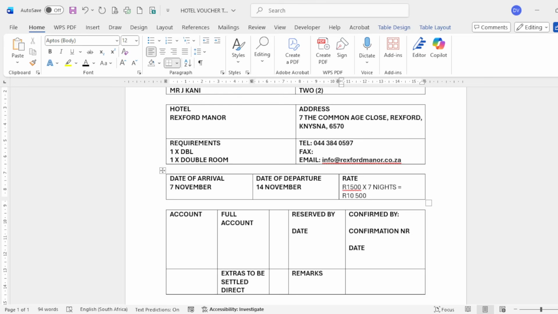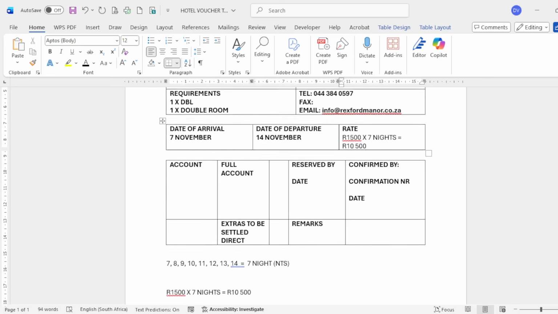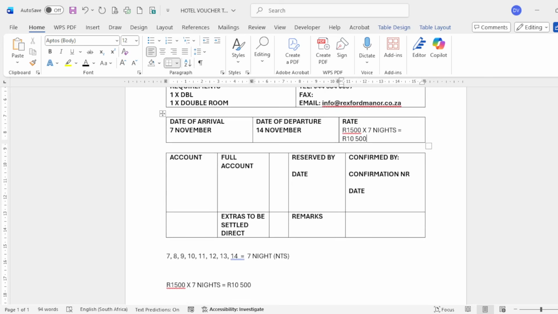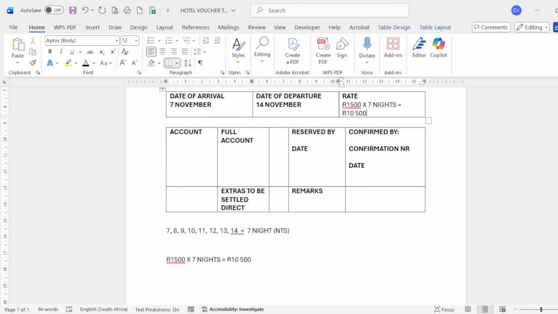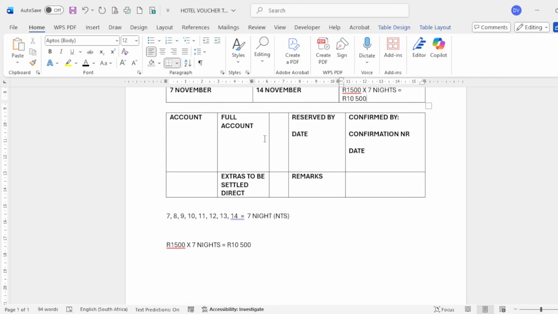I know it feels maybe like it's taking long now, but I just wanted to do it really properly so that you only have to watch the video once and then you'll be okay with your hotel voucher. Right, so the bottom part of the hotel voucher, it's all about the payment, who's settling the bill, how are they settling the bill, who confirmed the booking, and all of this type of information.